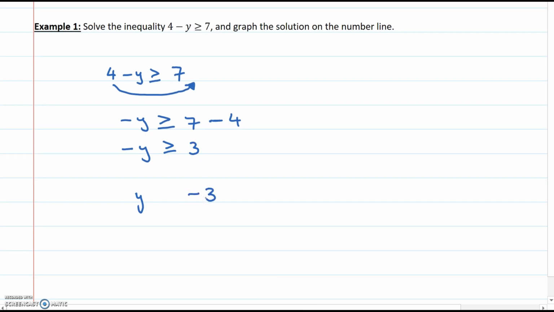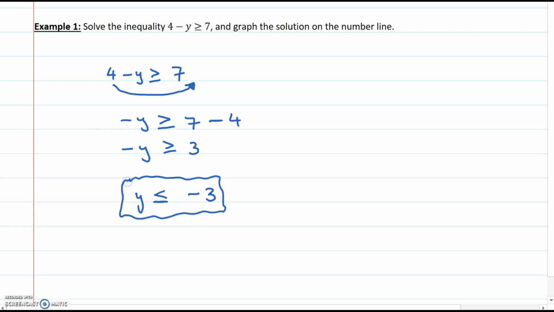And for equations it's fine, just leave it like that. But when we do it with inequalities, when we change all the signs like I've just done, I've gone from negative y to y just by changing signs. With inequalities we have to reverse or flip the direction of the inequality sign. So it was greater than. When we change the signs we have to reverse this to make it less than. Okay, so we went from negative y being greater than or equal to 3, to y being less than or equal to negative 3. And that's the solution, because now the variable is on its own on the left hand side.